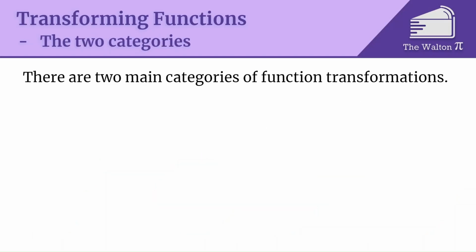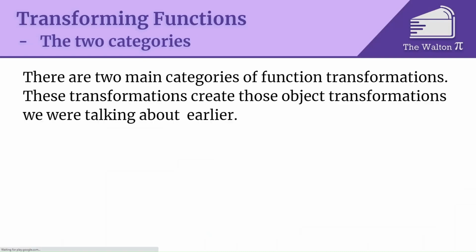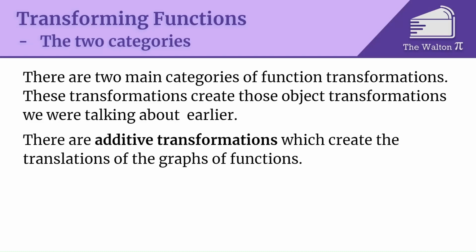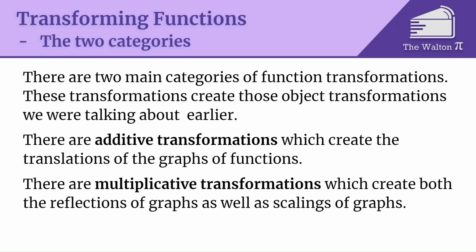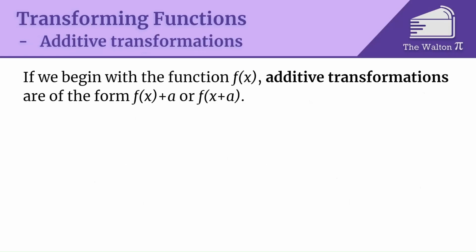Now, there are two main categories of function transformations. These different transformations can create those object transformations that we were just talking about. They are additive transformations, which create the translations of the graphs of functions. So these are going to be sliding the functions around. And then there are multiplicative transformations, which create both the reflections of graphs as well as the scalings or dilations of the graphs.